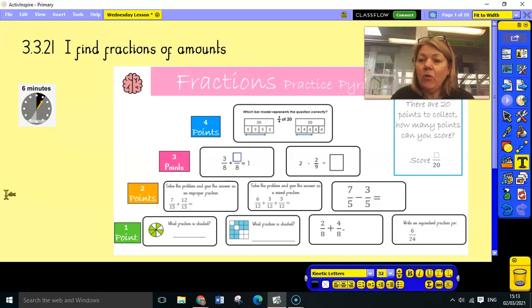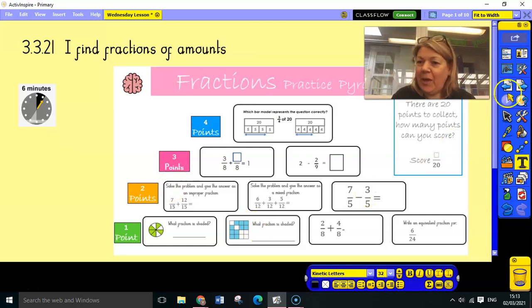The sheet is on the Google Drive for you to print off if you would like to. However, you do not need to. You could just do the questions on a sheet and you could mark your own. I'm going to ask you in a moment to pause the video, set yourself a timer for 6 minutes, and then when you come back, I will flip the answers on so you can be your own teacher. You can mark your own, see how many points you scored out of 20. So pause me now and then come back in 6 minutes. Go.